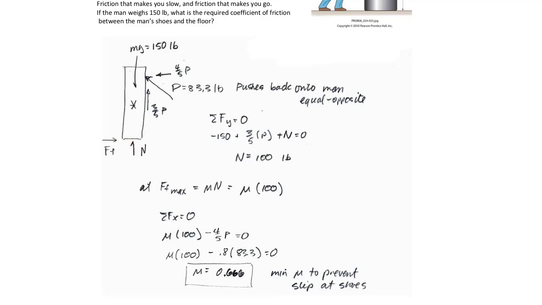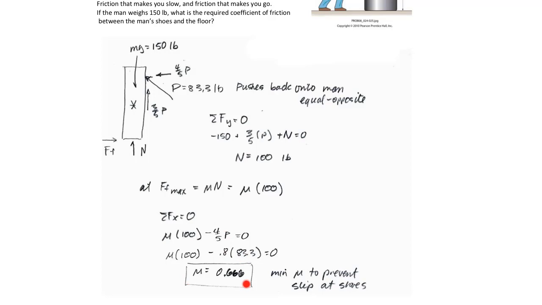In the x direction, some of the forces in the x, what I want is the minimum coefficient of friction required, which means that I'm evaluating this as a slipping condition. So I'm saying the force of friction max is mu normal. The normal force is only equal to 100 pounds here. Sum of the forces in the x is equal to mu normal minus this 4/5 of P. And again, P is equal to 83.3.